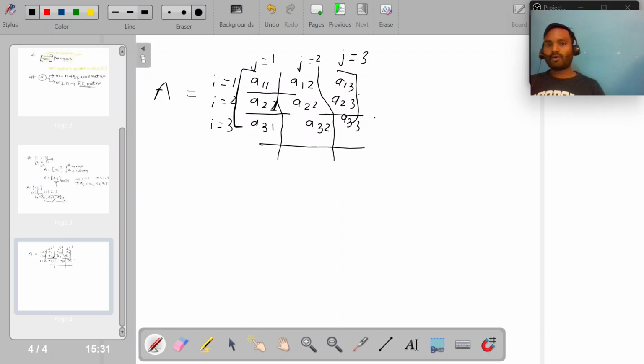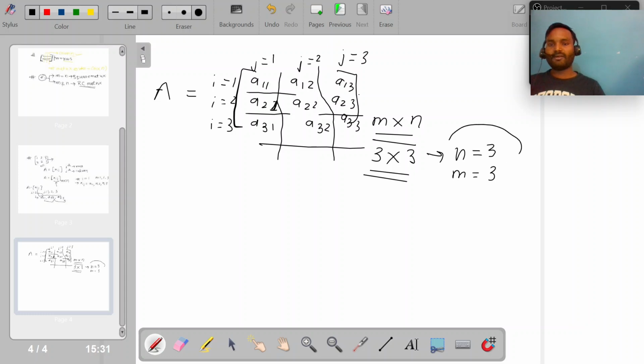This is the order of the matrix. Here m stands for the number of rows. There are 3 rows and 3 columns, so this matrix is 3 cross 3. Here n is equal to 3 and m is equal to 3. Since m and n are both equal, this matrix is nothing but a square matrix.